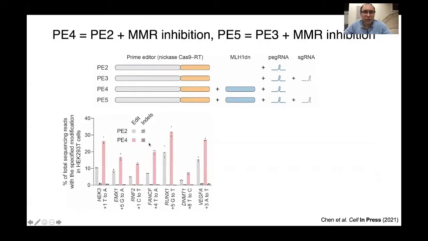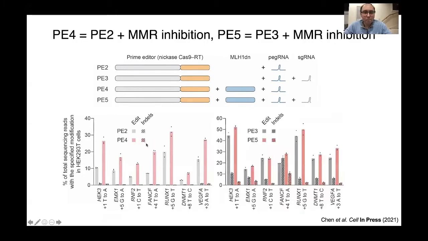PE4 increases the editing efficiency by 1.5 to 3-fold over PE2. PE5 often has just a slight increase in editing efficiency over PE3, but we see in each case that the indels shown in the checkered bars here are markedly decreased when using MLH1. So we think that by inhibiting mismatch repair, we're increasing the total amount of desired edits that we're getting at the same time as decreasing the number of alleles that turn out as indels.